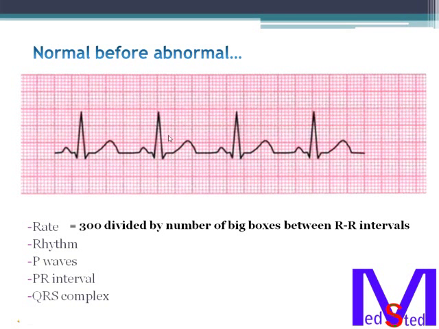Lastly, let's look at the QRS complex. The QRS complex, in order to be within normal parameters, needs to be less than 0.12 seconds, that is less than 3 little boxes. So here, we have normal QRS complex.